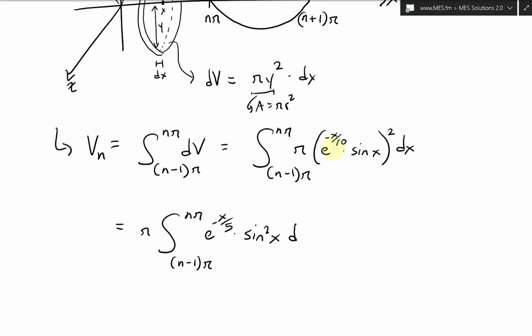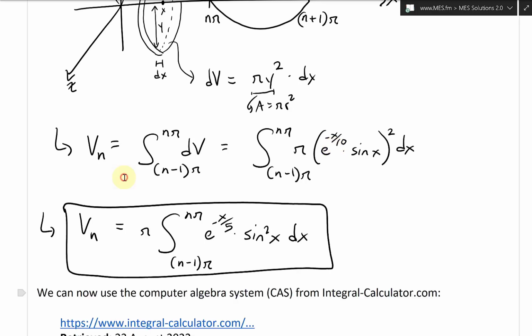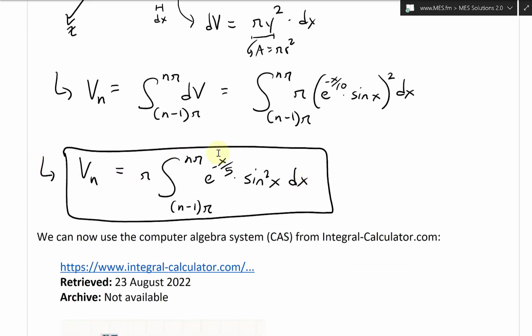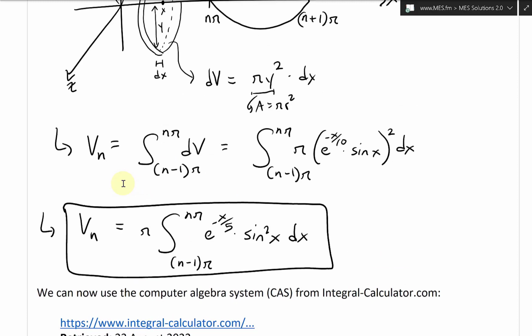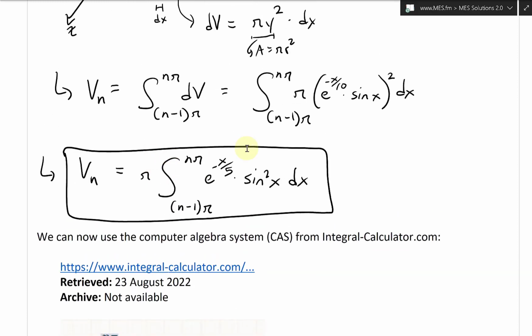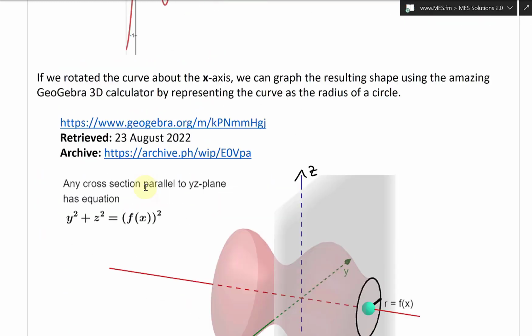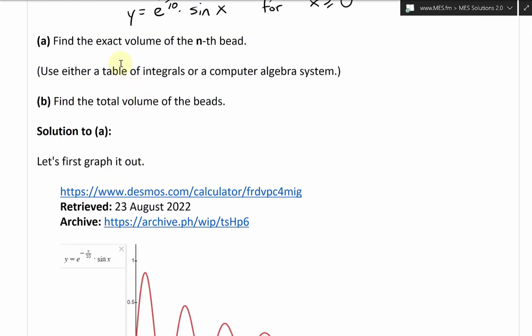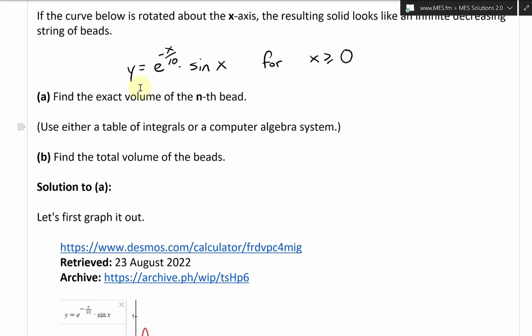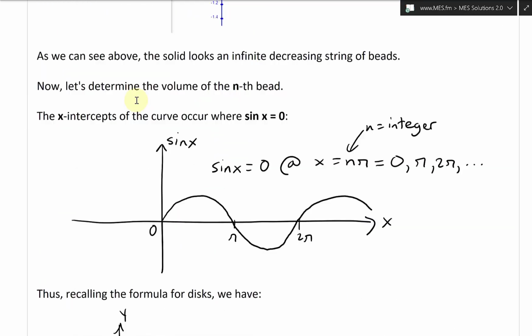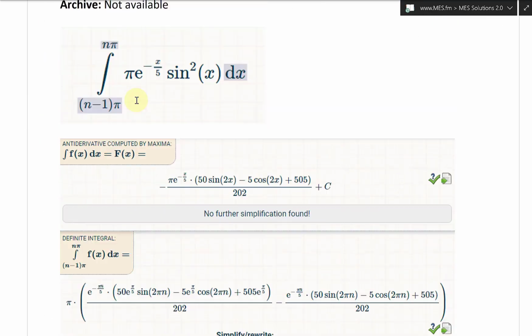Let's put this neater. Alright, so that is our Vn. I'm going to put this Vn equals and box this whole thing. Alright, so now that we have this formula right here, well, it's still just an integral. We want to solve it. So again, we were asked to use, the hint was use a table of integrals or a computer algebra system. So we want the exact volume of it. So we'll just use a computer algebra system online.